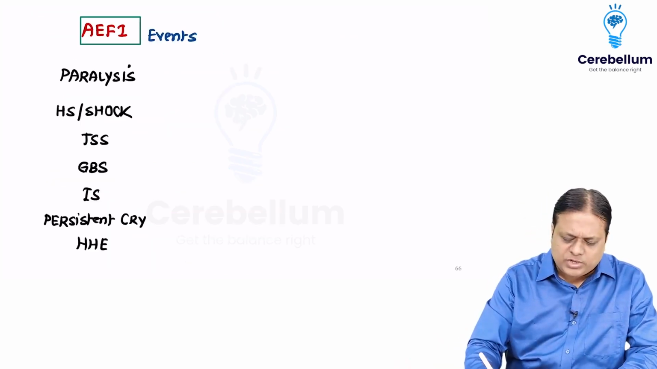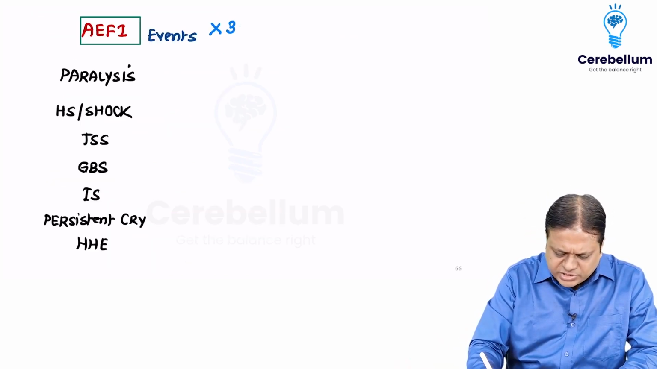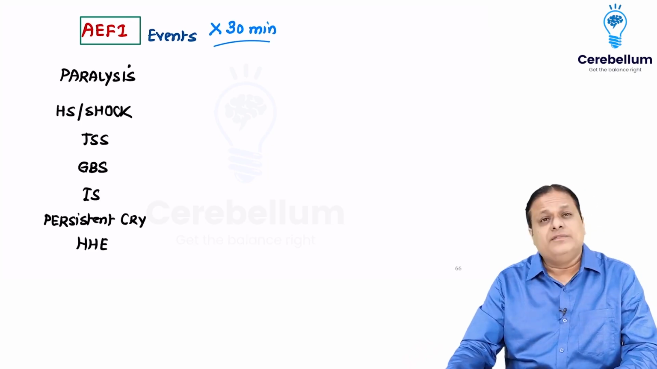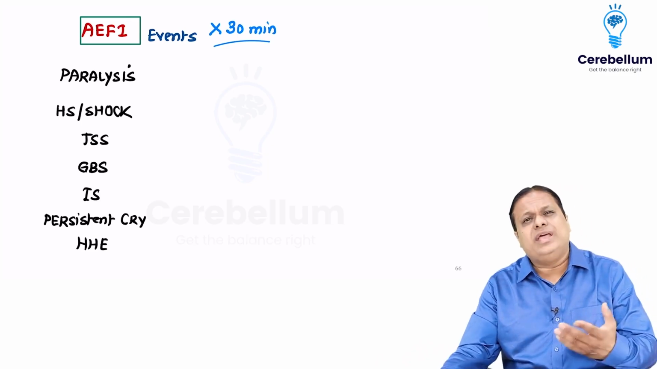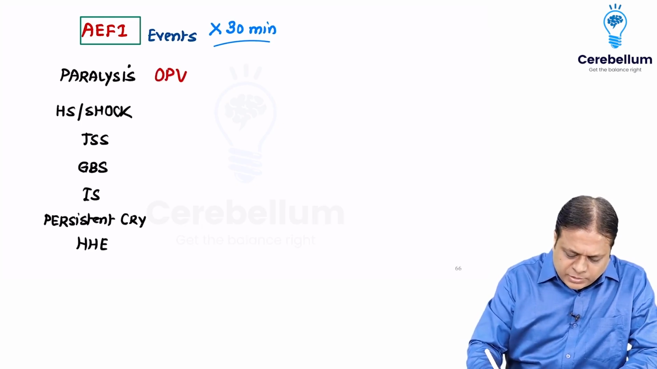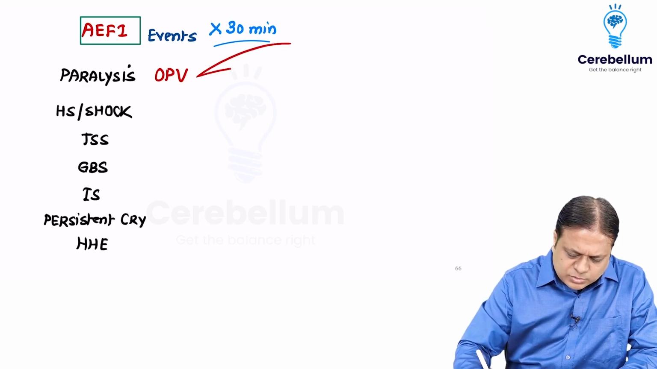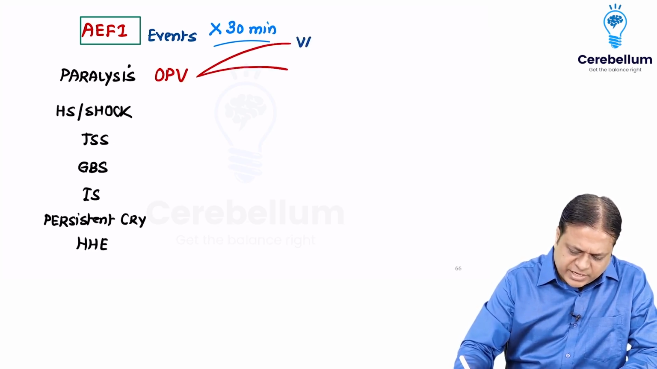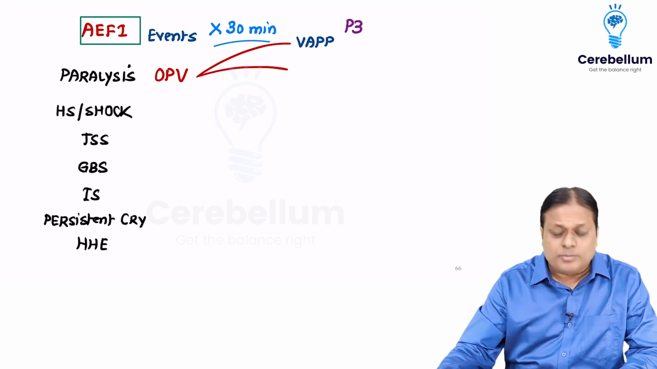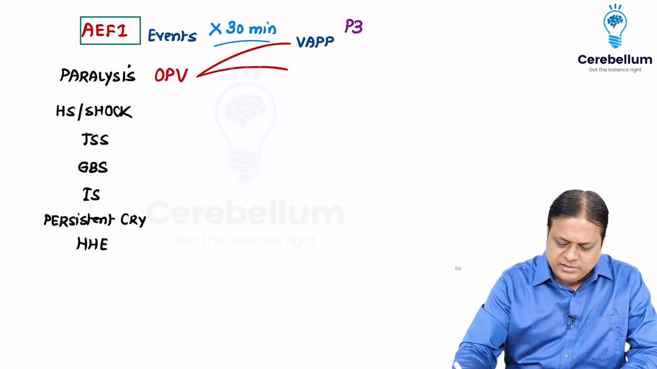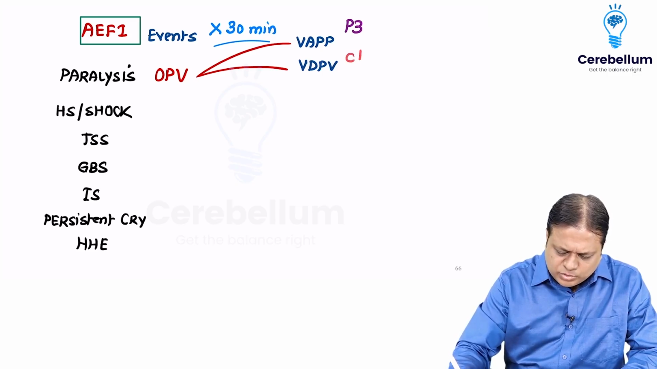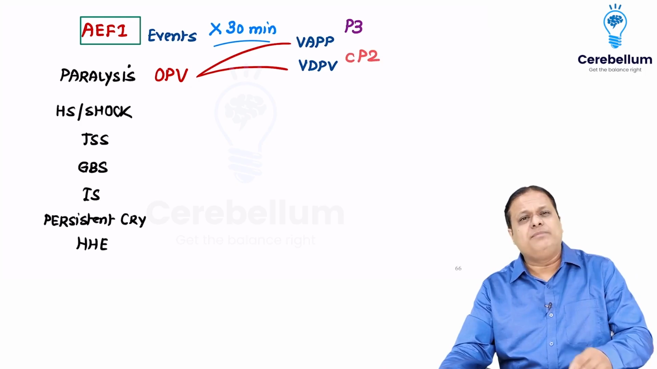Adverse events following immunization, the observation period is generally 30 minutes for all the vaccines. When we look at paralysis, it can occur due to any vaccine, but mostly it is oral polio vaccine. 2 types it leads to. One is VAPP, vaccine associated paralytic polio, most commonly due to P3. Vaccine derived poliovirus, most commonly due to C subtype of poliovirus type 2.